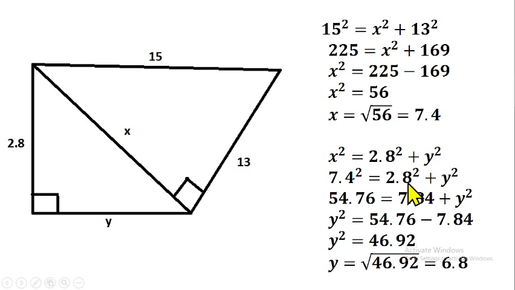Then if you collect like terms, you have y squared will be equal to 54.76 minus 7.84, because if you square 2.8, that gives us 7.84. Subtract it, that should give us 46.92. Then if you find the square root of both sides, you find y will be equal to 6.8. So that means this side is 6.8. So you can see how we resolved the diagram here, knowing that we have two right angle triangles, starting from this one and ending at the second one here.